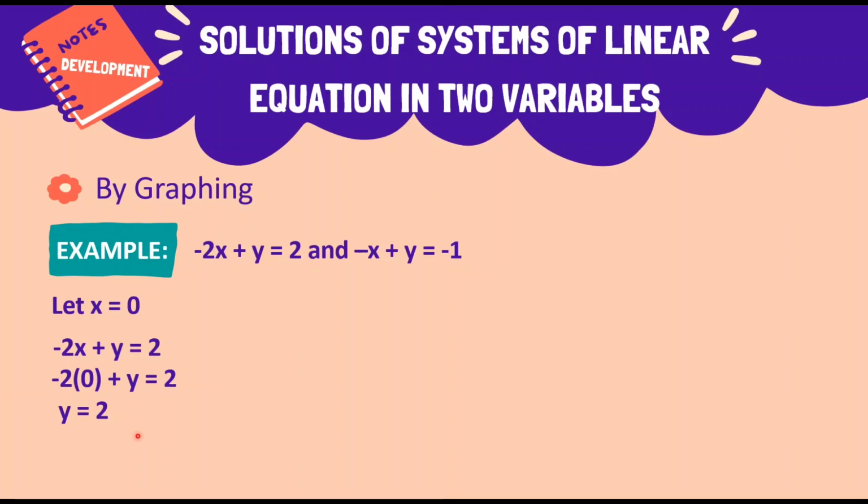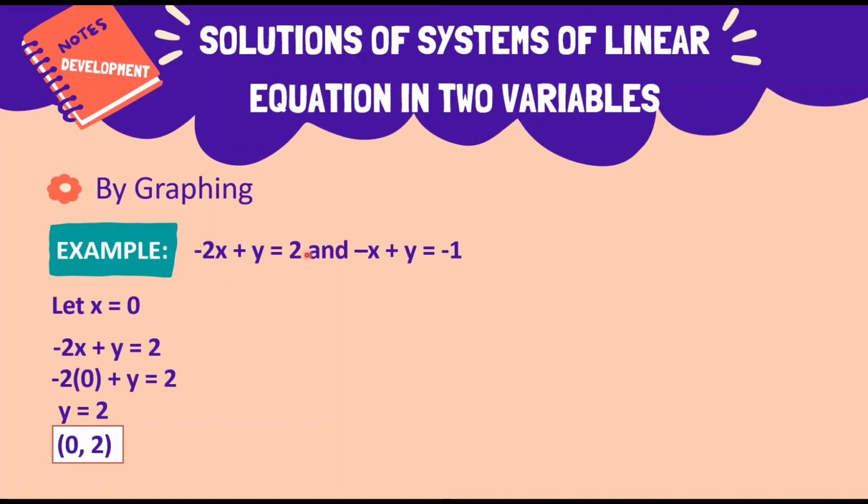Now, since we already have the value of our y, we can write our first ordered pair for this given equation. So therefore, our first ordered pair is 0 and 2. 0, that is the value of our x, and 2, that is the value of our y. So we are done on the first ordered pair of our given equation.